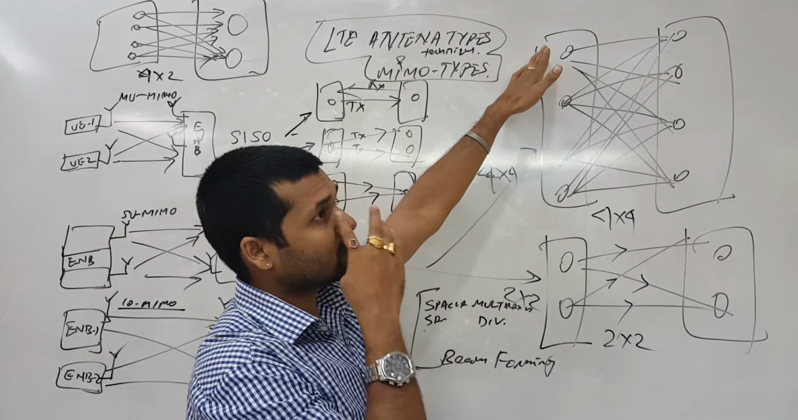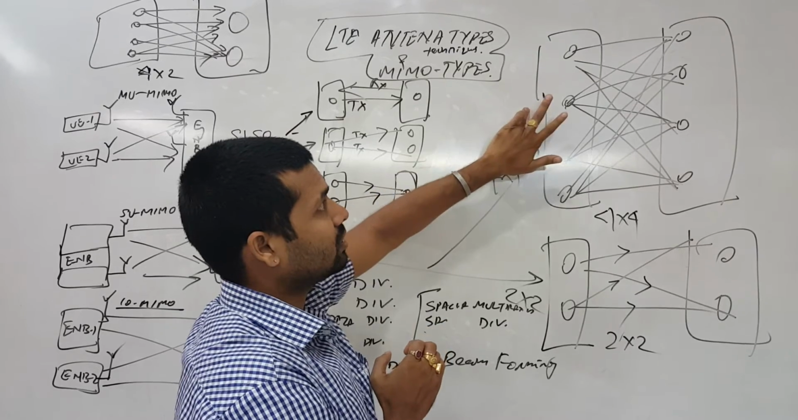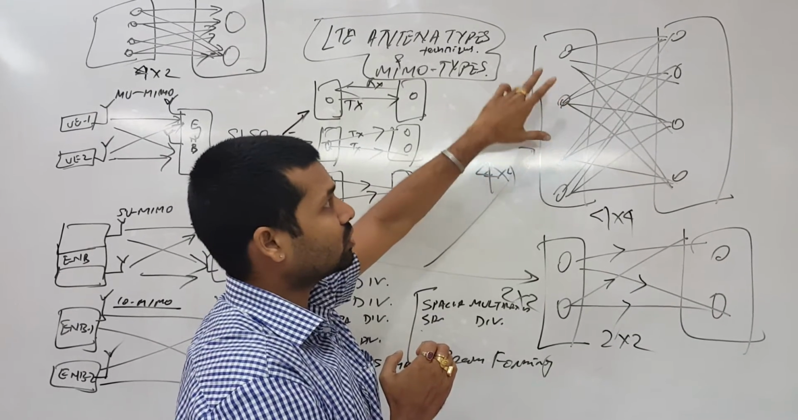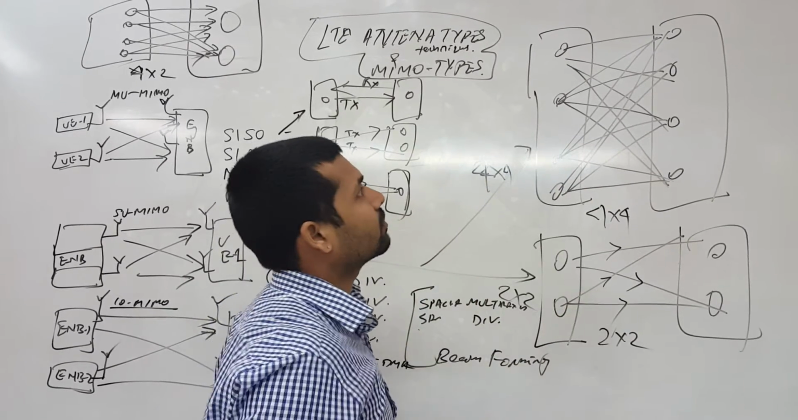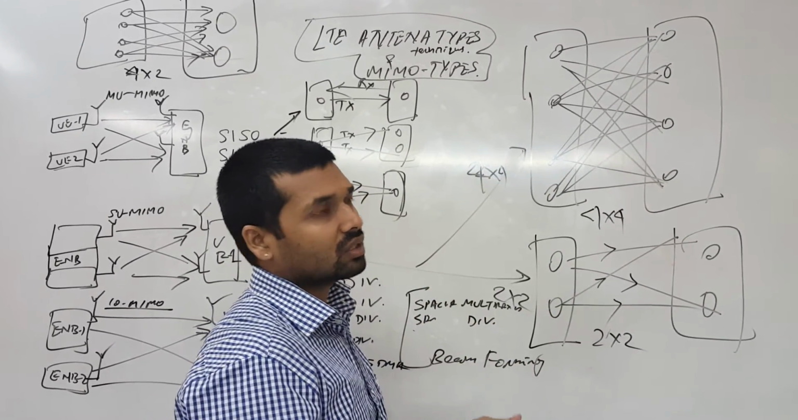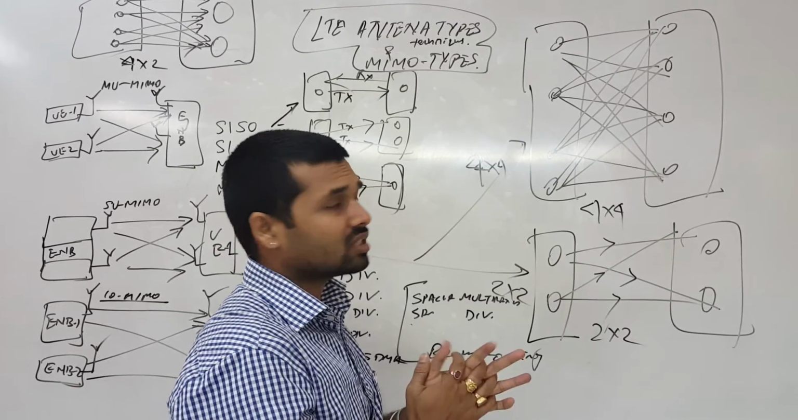Then in the second symbol, let's say I am sending something here. So that is reserved for this port only. The other ports cannot use that, because actually we are having that one resource block. So that is how we do spatial multiplexing and diversity in MIMO.